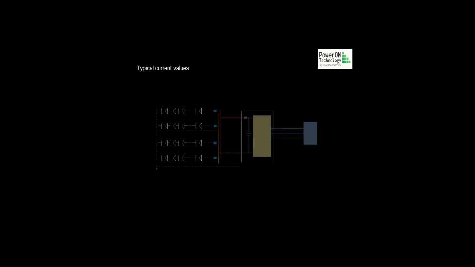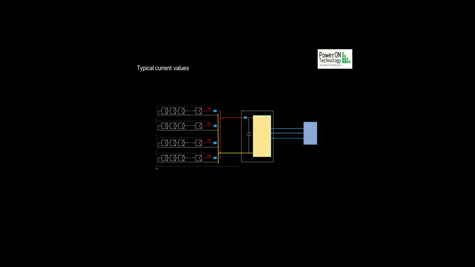Let's have a look at the typical current values that flow in this PV installation. This is the single line diagram for our installation that was explained in some detail in the previous slide. Let's assume that each of the positive lines carries 8 amps. Just as an observation for the sake of completeness, in practice the currents in each string are seldom equal. These currents flow into the common bus bar connection. These currents return via the common negative bus bar connection, via the individual string negative lines.